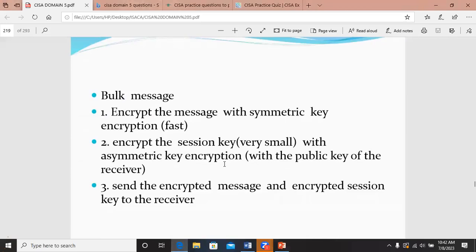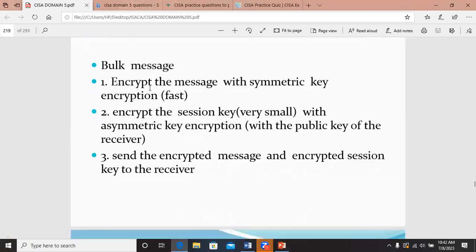Okay, so that's exactly what I repeated there. Encrypt the message with symmetric key encryption, which is fast. Encrypt the session key, which is now very small, with asymmetric encryption, for example, with the public key of the receiver. Send the encrypted message and the encrypted session key. So you have to send the encrypted message to the person, and send the encrypted session key also to the receiver.